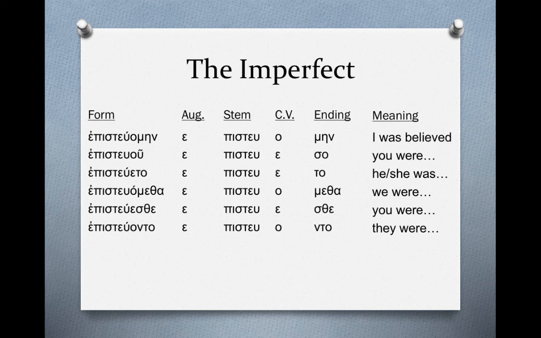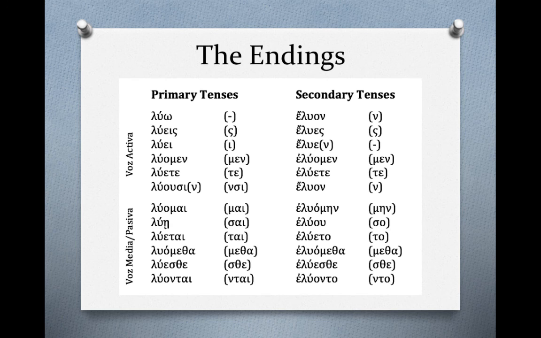And in the book, I think all of the forms of lu are listed. The endings, again, let's review the endings. The first singular for the middle passive voice would be main, and then we have sa, and then we have ta. And then it's metha, ste, nta. We want to memorize all of these new endings, and once we do have them memorized, we'll have all of the verbal endings for the indicative memorized.